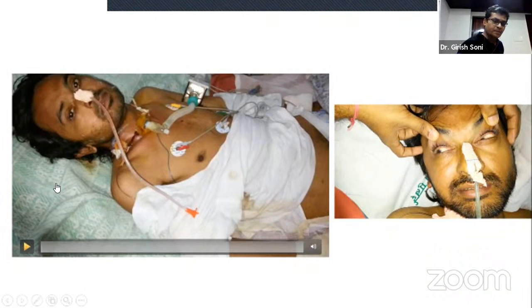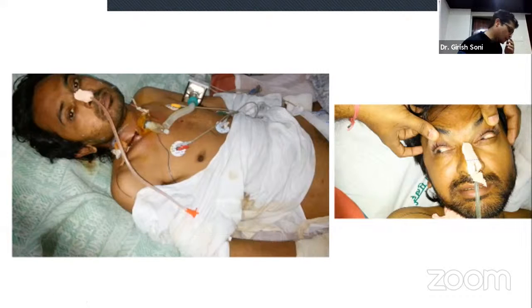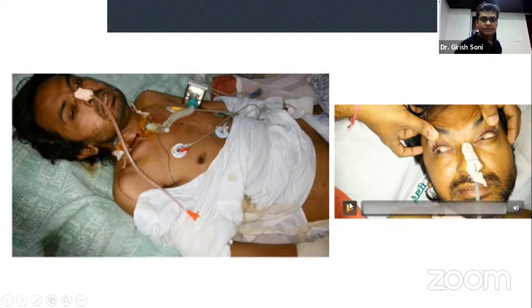This young patient presented with a history of 3 to 4 days of altered sensorium, along with jerky movements of the limb.